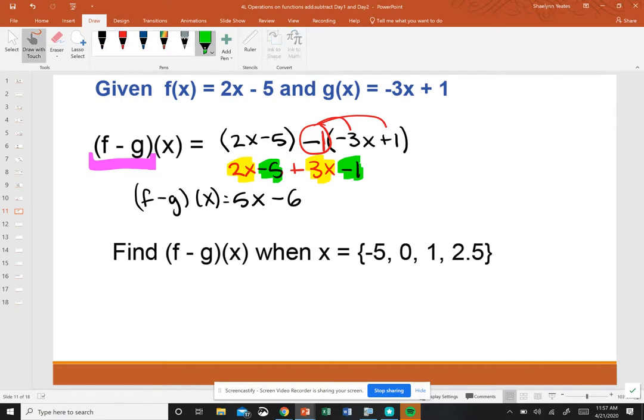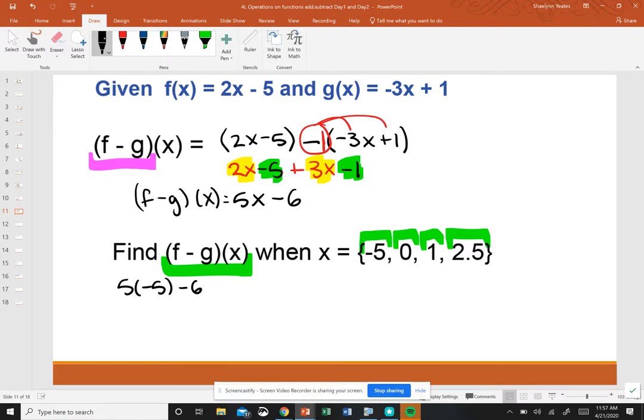So we're just going to take our fancy dancy formula and we're going to plug in a lot of different numbers. We're going to plug in a -5, a 0, a 1, and a 2.5. So that means I've got 5 times -5 minus 6. I've also got 5 times 0 minus 6. I've got 5 times 1 minus 6. And I also have 5 times 2.5 minus 6. So we're going to end up with 4 different answers because we have 4 different things to plug in.